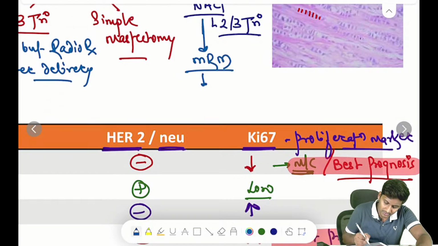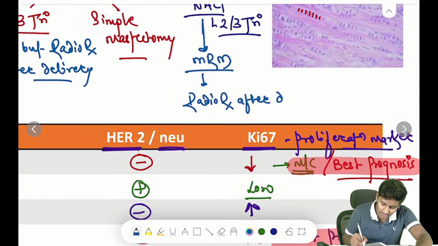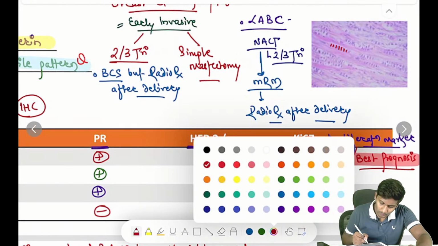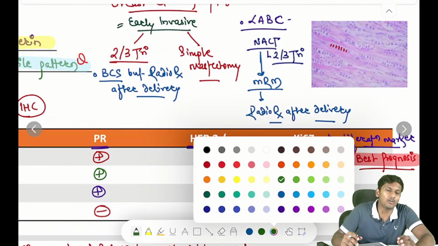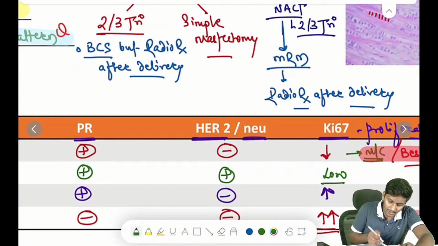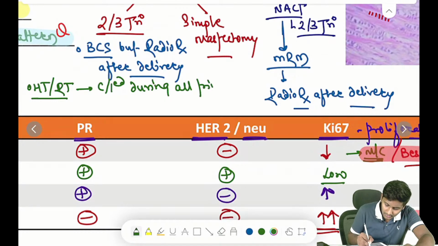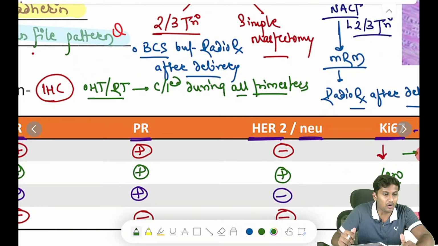But the radiotherapy will be given after delivery. Yes, here also radiotherapy is given, but it is given after delivery. No issues with this. Here also radiotherapy will be given, but after delivery itself. Got it? So this is important. You have to remember which management techniques are not at all used in pregnancy, or which are absolutely contraindicated during pregnancy. So one thing is hormonal therapy, and second is radiotherapy. Hormonal therapy and radiotherapy are absolutely contraindicated during pregnancy. Okay, during all trimesters of pregnancy, I'll rather say. So please remember, hormonal therapy and radiotherapy are contraindicated during all trimesters of pregnancy.